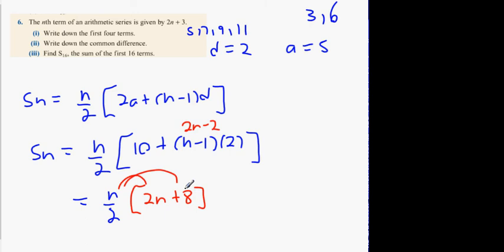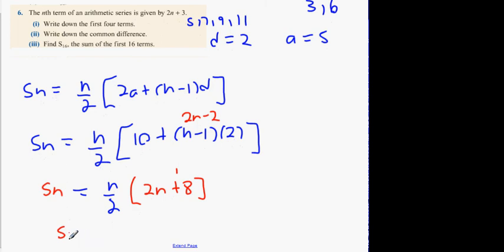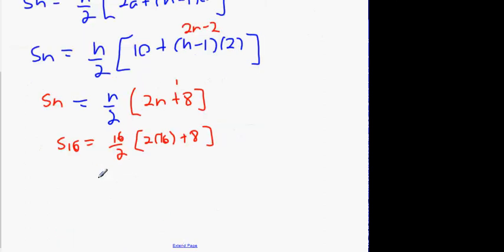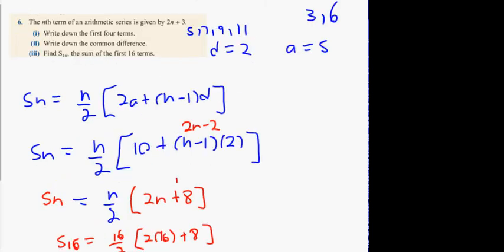Multiply it out. Oh, sorry, not multiply it out yet because we need to replace n with 16. So we now have to find out what S16 is, the first 16 terms. S16 is 16 divided by 2 into 2 times 16 plus 8. Then what we're going to get is 8 times 32 plus 8, which is 40, and that equals 320. Okay, 320.